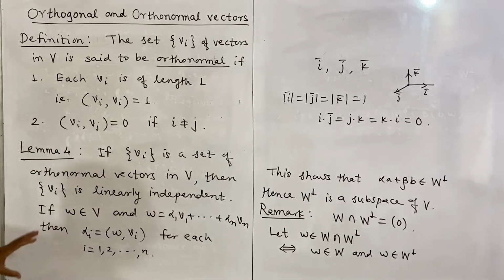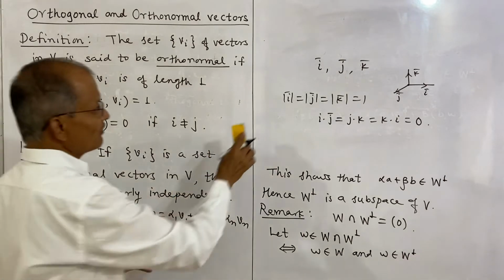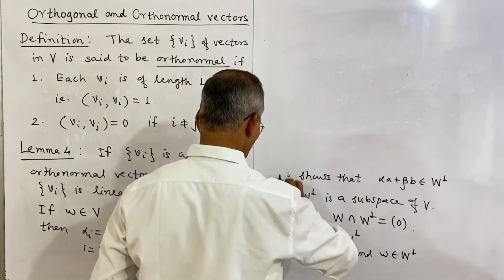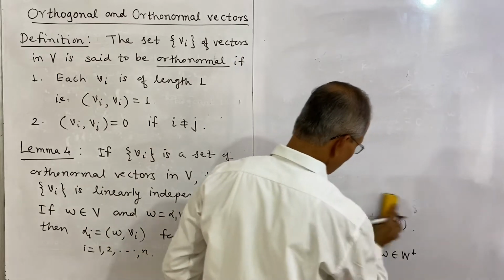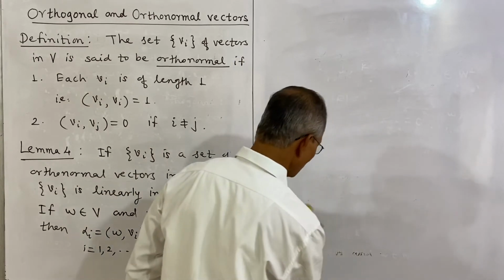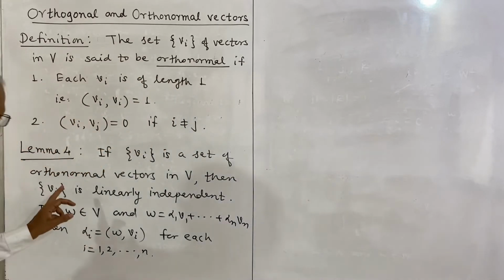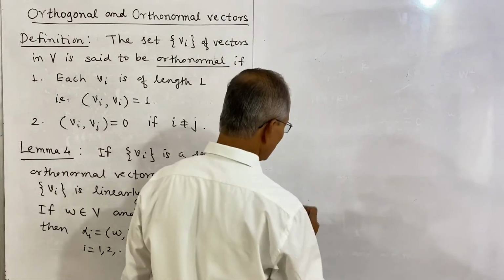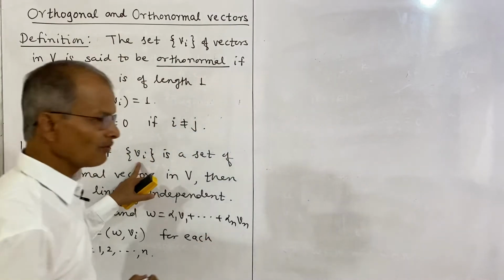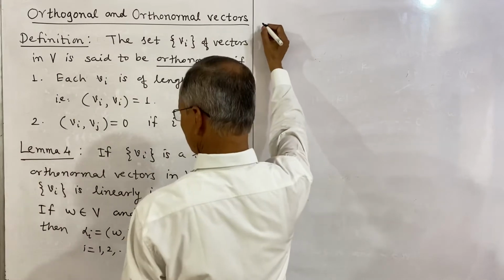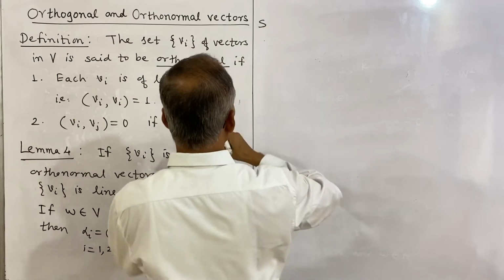So this lemma we shall now prove. If vi is an orthonormal set, then it is linearly independent. Every orthonormal set is linearly independent. That is the first result. And how do we show a set of vectors is linearly independent? We know this by the definition of linear independence. Suppose these are v1, v2 up to vn vectors. So we shall write the proof of this.